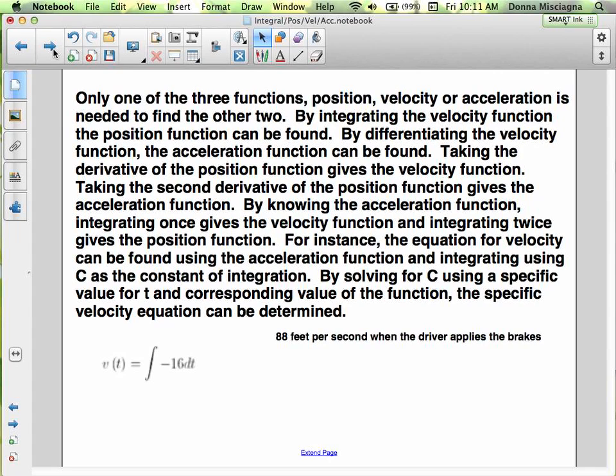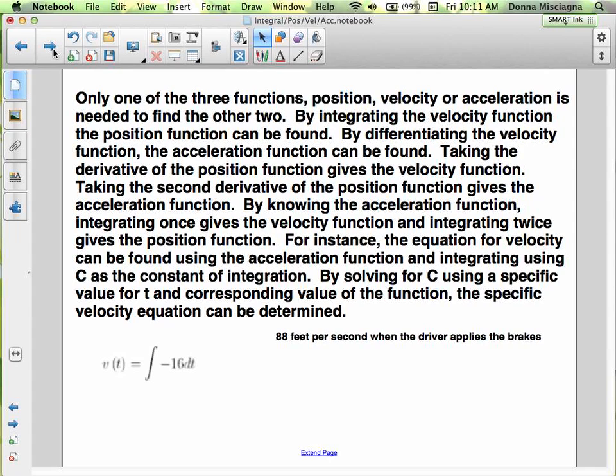For instance, the equation for velocity can be found using the acceleration function and integrating, using c as the constant of integration. By solving for c using a specific value for t and a corresponding value of the function, the specific velocity equation can be determined.